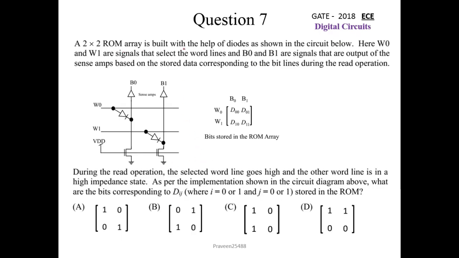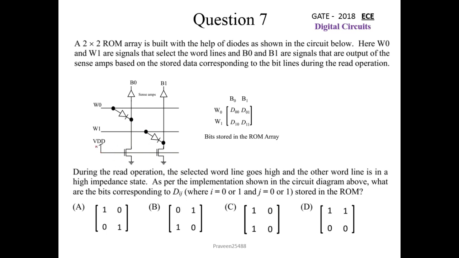A 2 by 2 ROM array is built with the help of diodes as shown in the circuit below. Here W0 and W1 are signals that select the word lines, and B0 and B1 are signals that are output of the sense amplifiers based on the stored data corresponding to the bit lines during the read operation. During the read operation, the selected word line goes high and the other word line is in the high impedance state. As per the implementation shown in the circuit diagram above, what are the bits corresponding to Dij, where i is equal to 0 or 1 and j is equal to 0 or 1, stored in the ROM? So here the read-only memory data is given and the circuit is given.